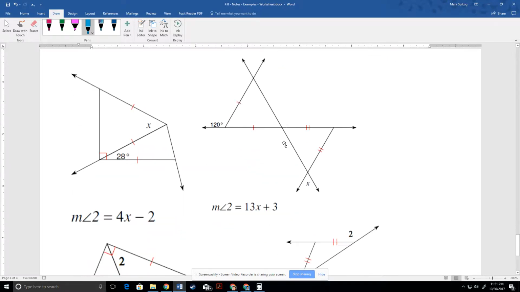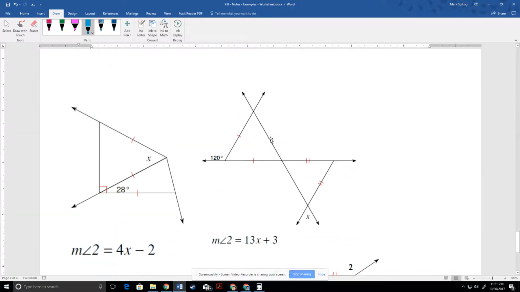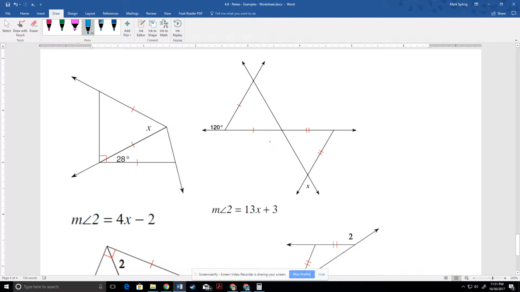We should definitely know that as if it's a fact. It is. All right, so let's do this first one here. We start with what we were given. We know this is the vertex angle of an isosceles triangle, so we know that these other two angles are congruent.